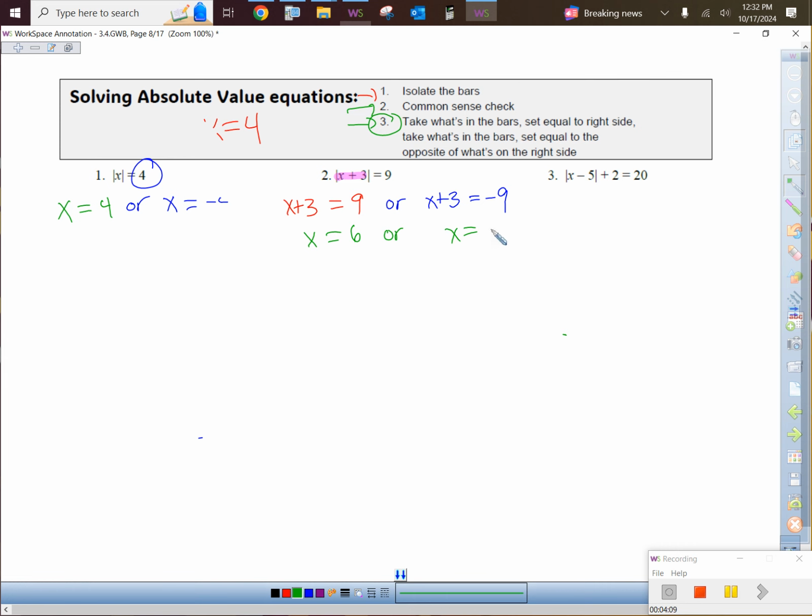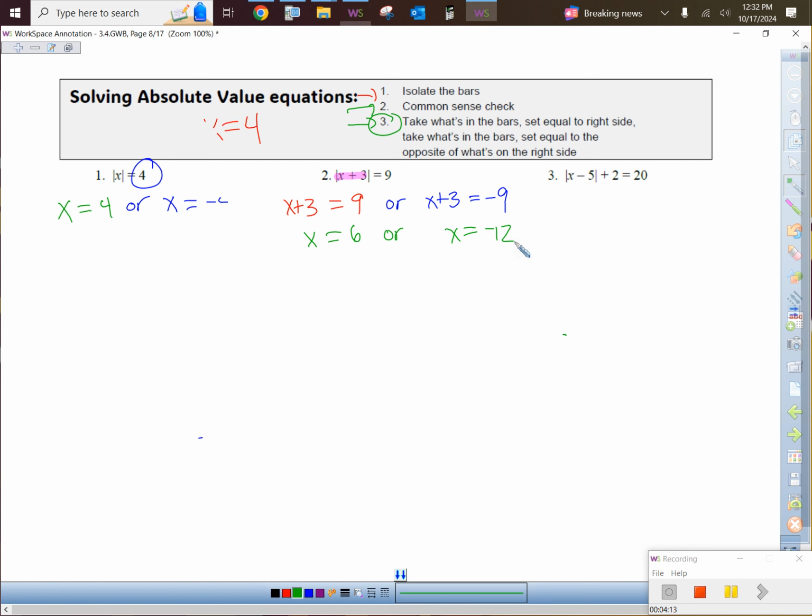-12, right? -12. So it's not like those 2 numbers are going to be the same. So watch this. We're supposed to check these to see if we get extraneous answers. That's more of an algebra 2 thing. But check this out. If I put 6 in here, what's 6 plus 3? And I take the absolute value. Do I get 9 back?